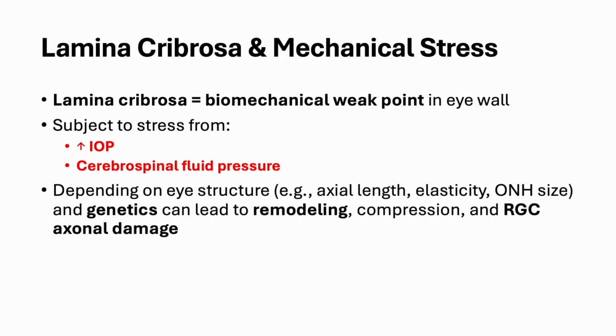Lamina cribrosa and mechanical stress. The lamina cribrosa is considered a biomechanical weak point in the eye wall and is subjected to mechanical stress from two main forces: elevated intraocular pressure and cerebrospinal fluid pressure. The degree of stress experienced depends on individual eye anatomy, such as axial length, elasticity, and optic nerve head size, as well as genetic predisposition. This stress can trigger remodeling, compression, and eventually retinal ganglion cell axonal damage.